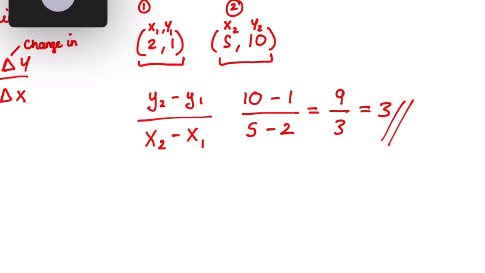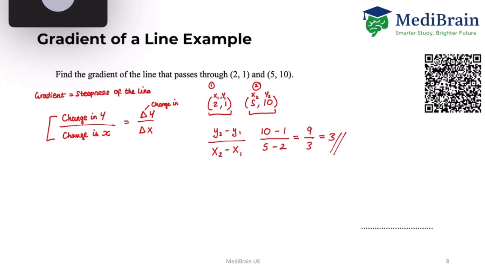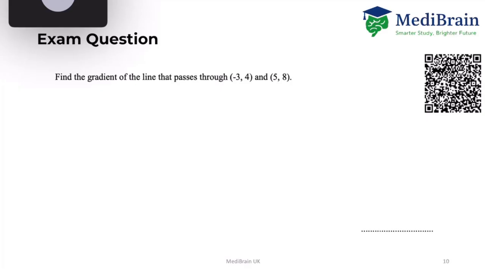Does it always have to be y over x, or does it not matter which way you put it? So it always has to be y over x. When you're working out the gradient, it always has to be change in y divided by change in x. The y always goes at the top and the x goes at the bottom. So your gradient over here is going to be 3. Now, do we have another example?